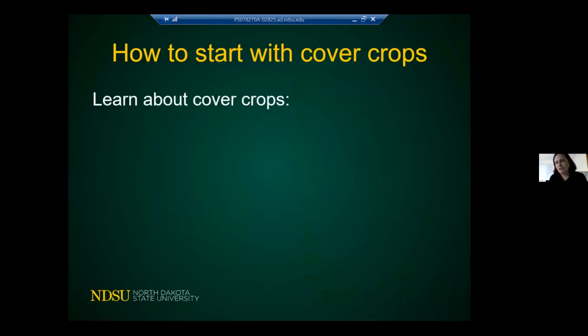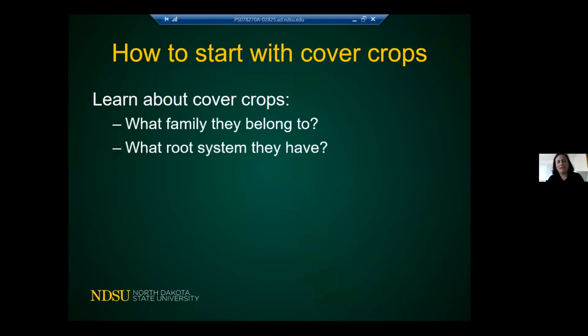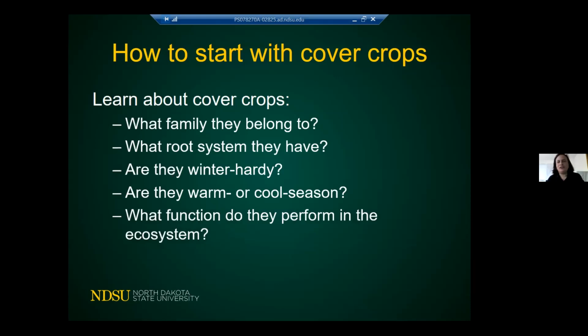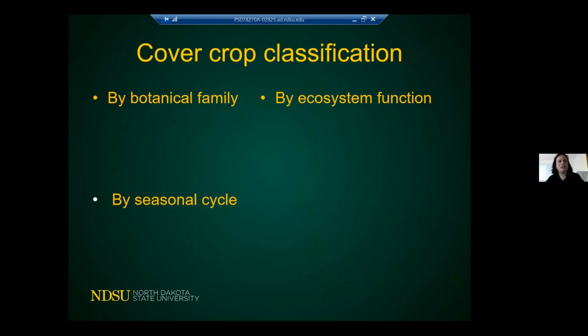So the first thing you need to do if you're going to do cover crops, and you're really doing some, is to learn some more about cover crops, right? To know what family they belong to, what root system they have, are they winter hardy or not, are they warm or cool season, or what function do they perform in the ecosystem. Become familiar and learn. These webinars are a way to learn some of the things, because to make the decision of what to plant on your cropping system, you need to understand certain things about these cover crops.